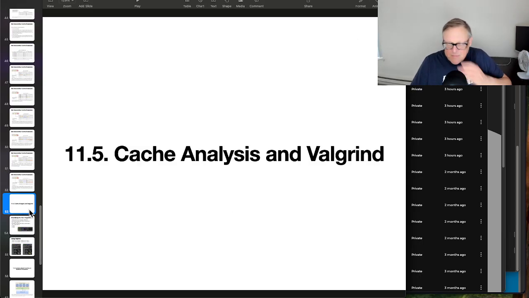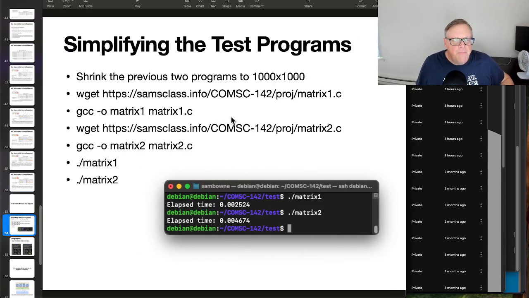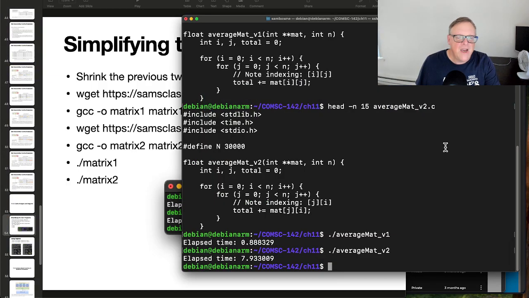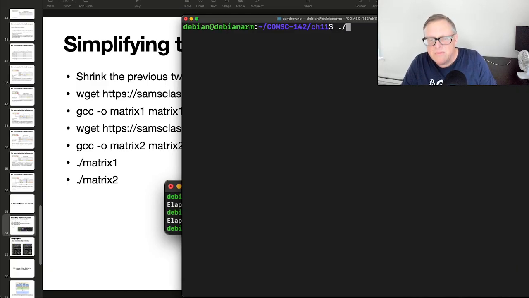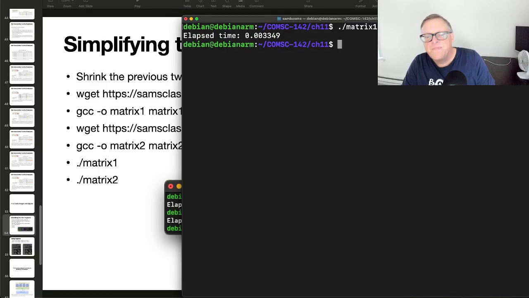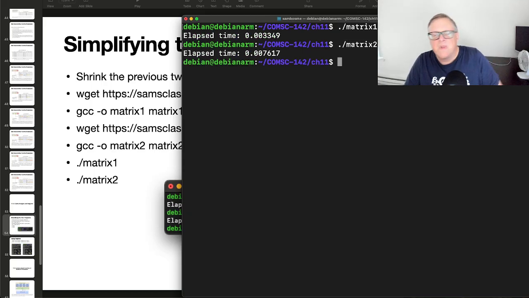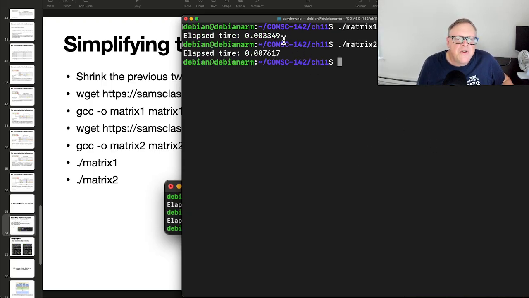All right, so you can analyze these things, and I did this. If you shrink them to 1,000 by 1,000 and then run them, they're much, much faster. This is matrix 1 and matrix 2. They're the same programs. So let me clear, make this bigger. All right, and then run matrix 1 and matrix 2. So they're much smaller and faster, but as you can see, one is much faster than the other, 3 milliseconds as opposed to 7.6 milliseconds.